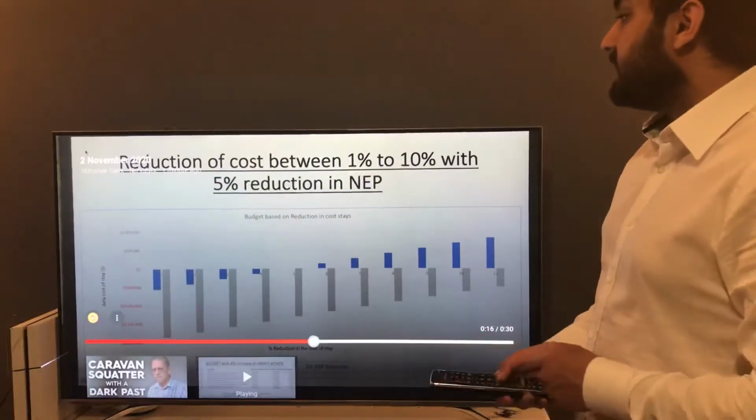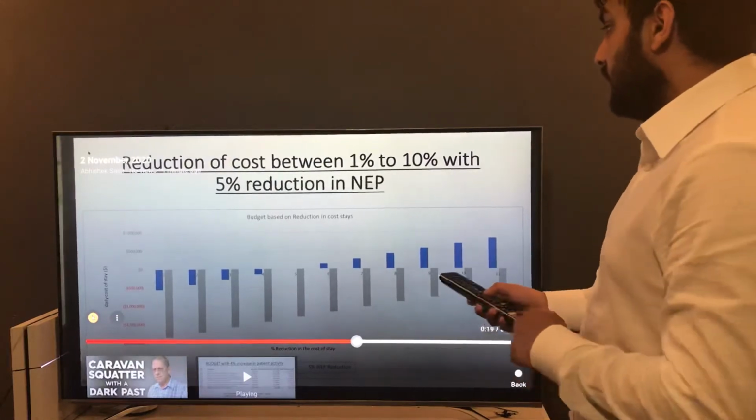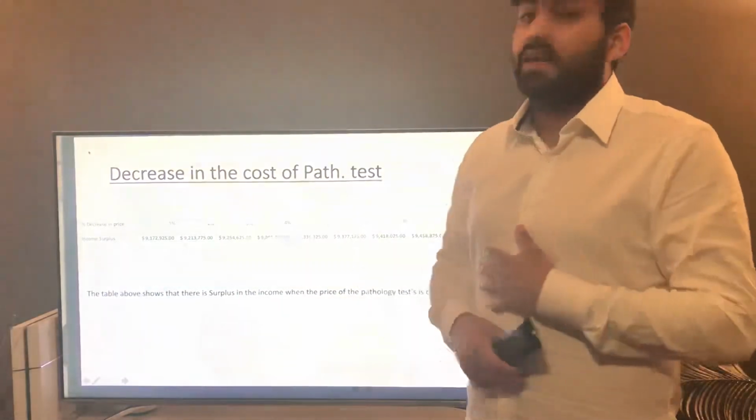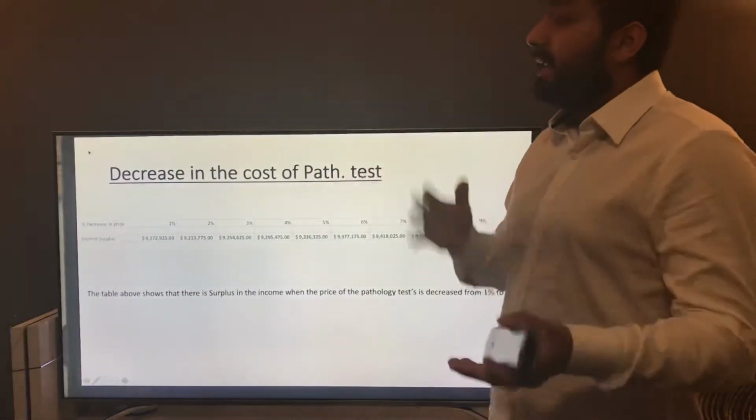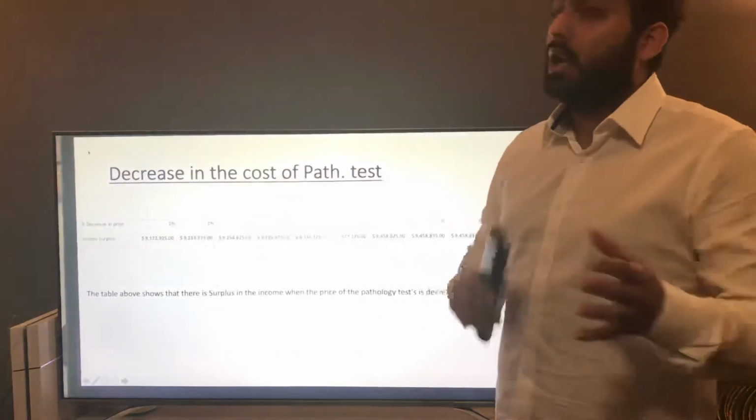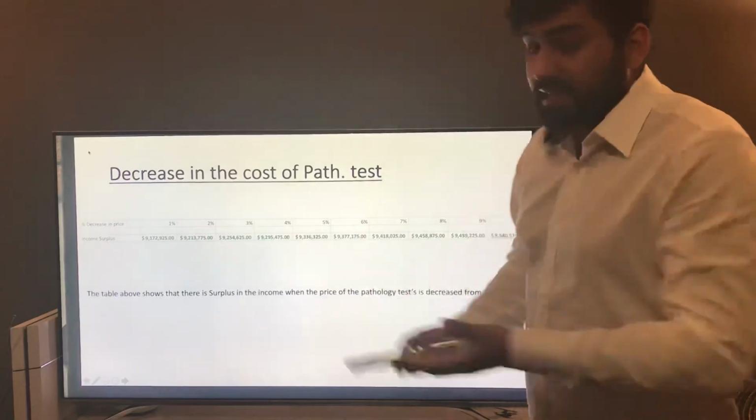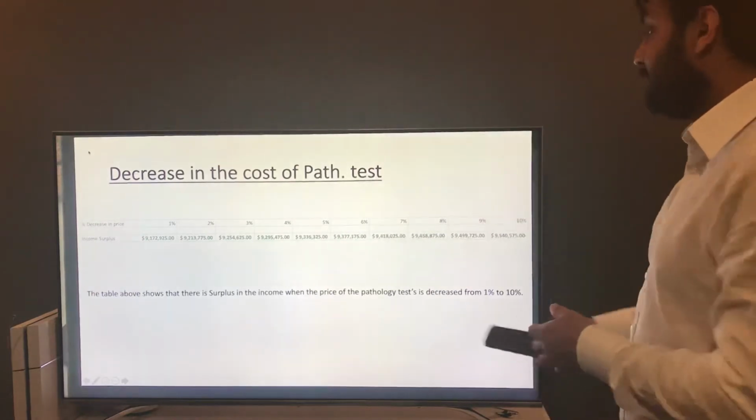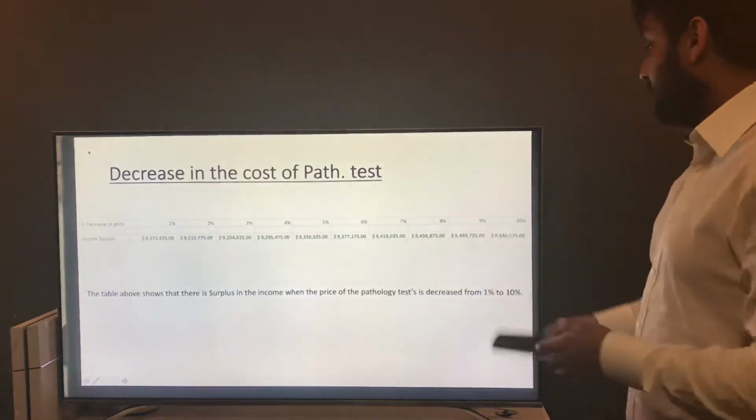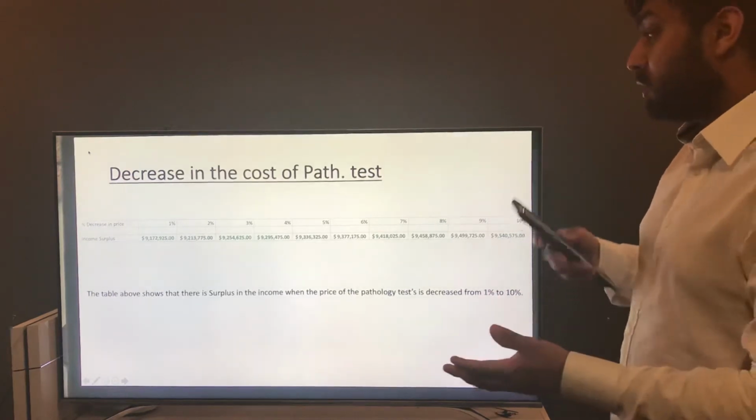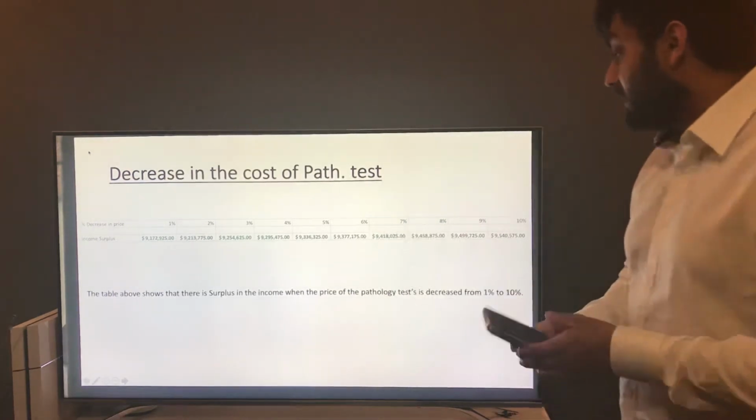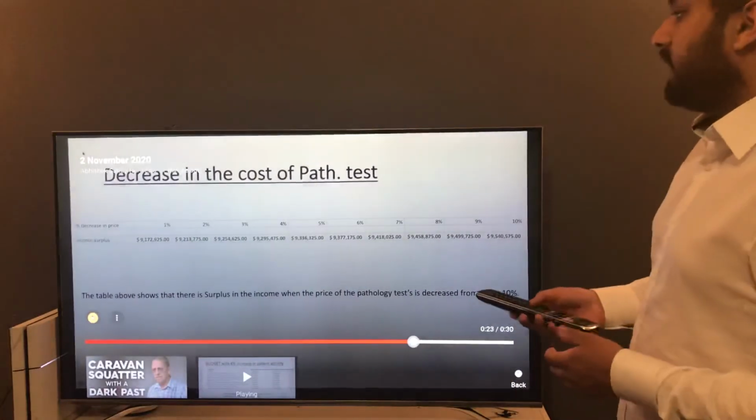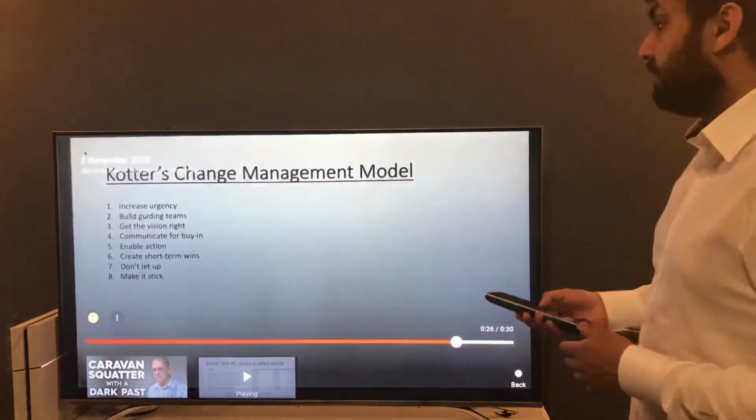So the next is, as we need to decrease the cost, there are many patients with chest pain in the hospital, so there are a lot of pathology tests. So we'll decrease the cost of the pathology test from 1% to 10%, and what we see is we have got the surplus from 1% to 10%. The table shows that there is a surplus in income when the price of the pathology test is decreased from 1% to 10%.